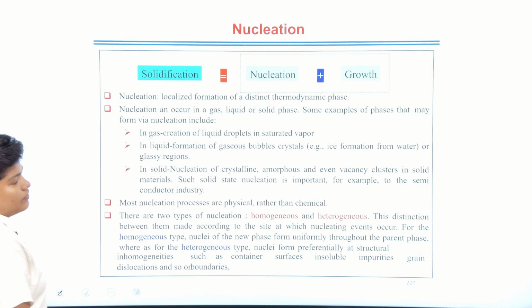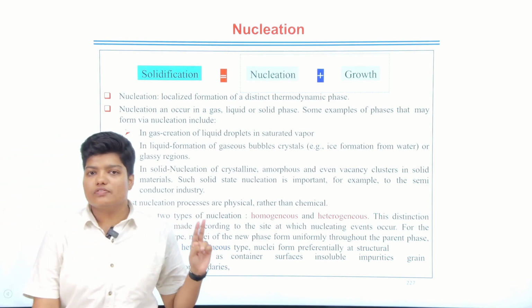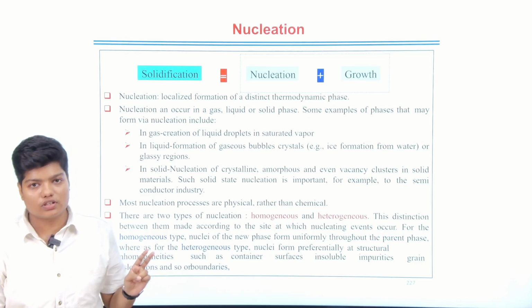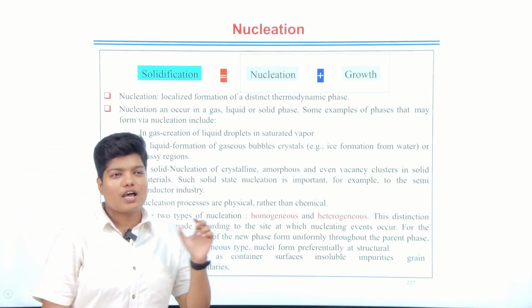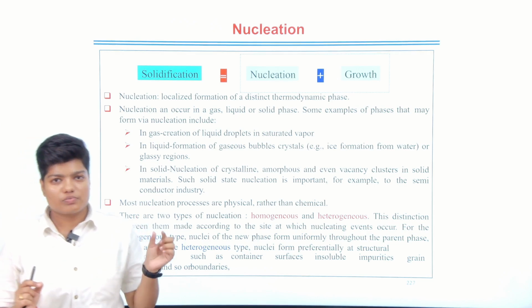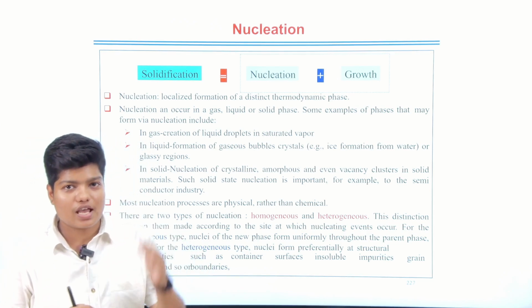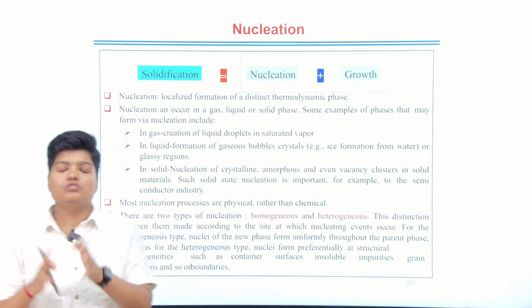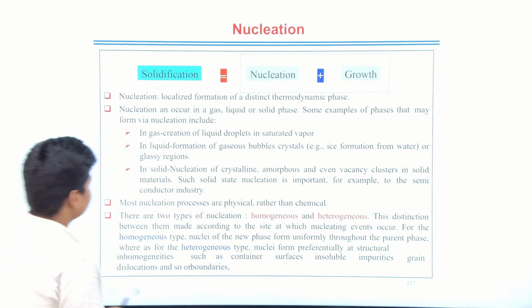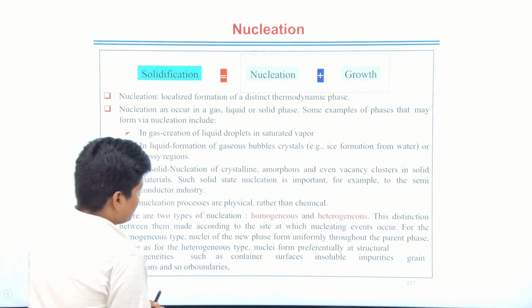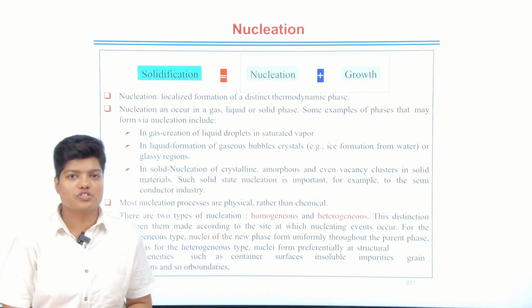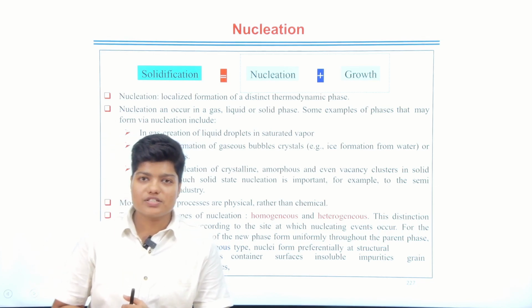Now, solidification involves two processes. The first one is nucleation, the second one is growth of stable nuclei. First, at some place, some stable nuclei form. Then, as the temperature decreases, or through some undercooling process, the growth of stable nuclei starts. So nucleation, as we know, has two types. Remember, one is homogeneous nucleation and the other is heterogeneous nucleation.